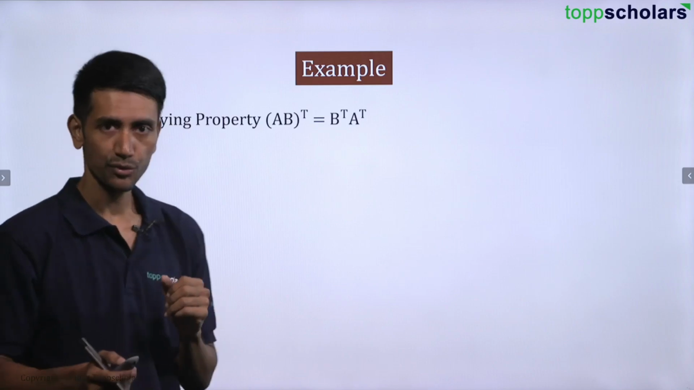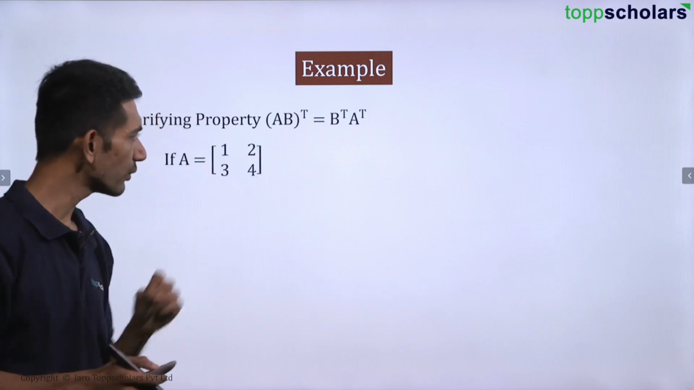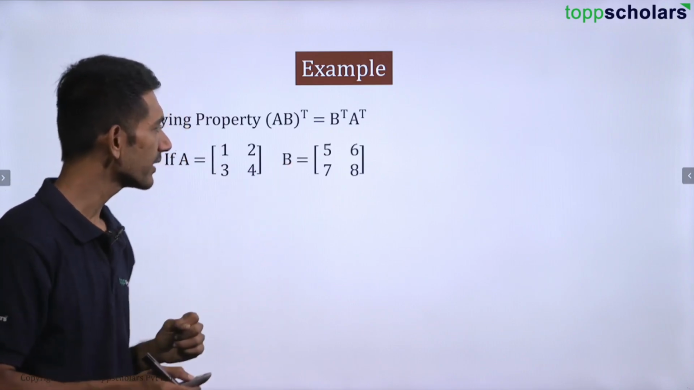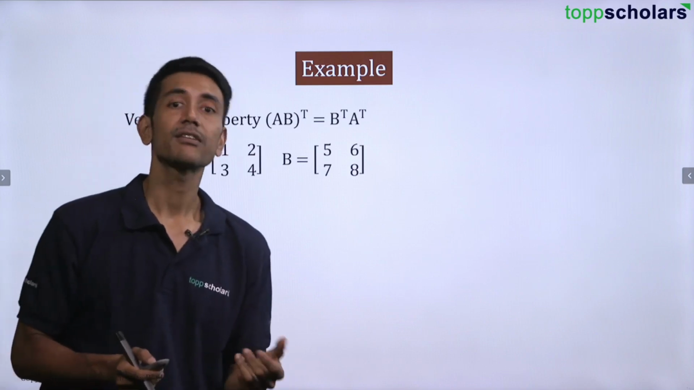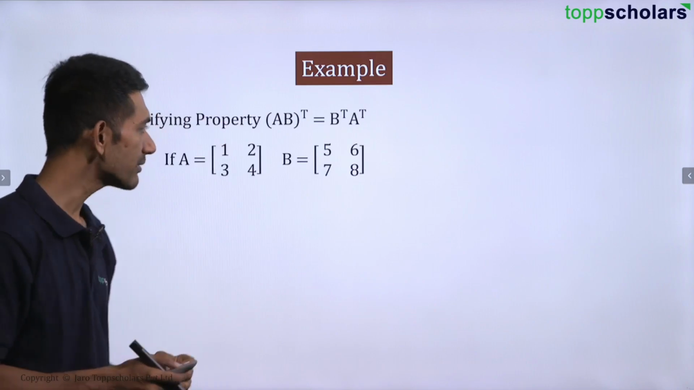Now let us see some examples verifying the property AB transpose is equal to B transpose times A transpose. So here we have A, which is 1, 2, 3, 4. Here we have B, which is 5, 6, 7, 8. What are we supposed to verify? We are supposed to verify that AB transpose is equal to B transpose times A transpose.